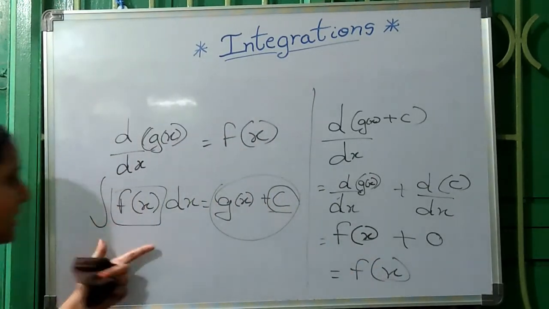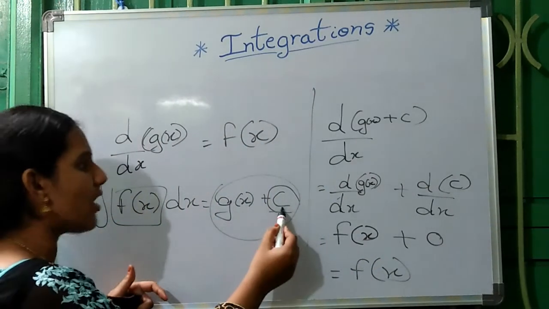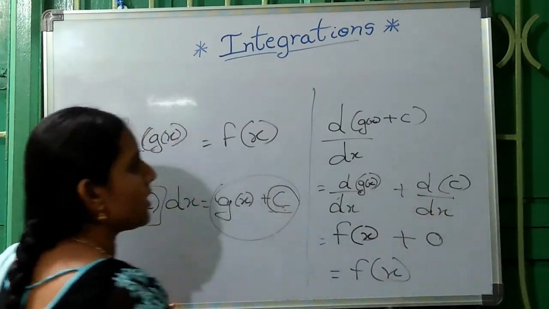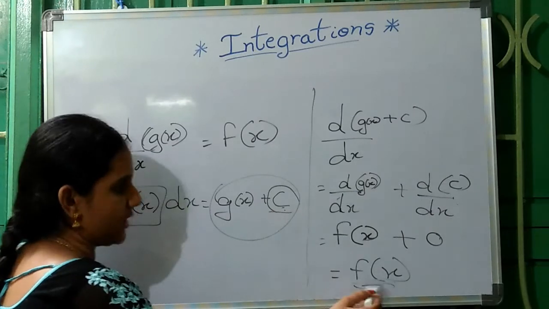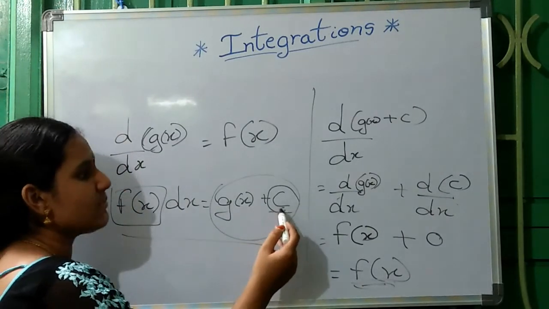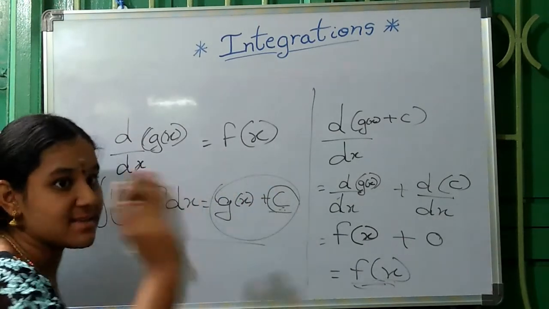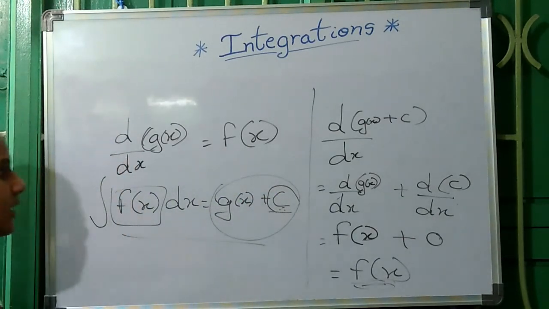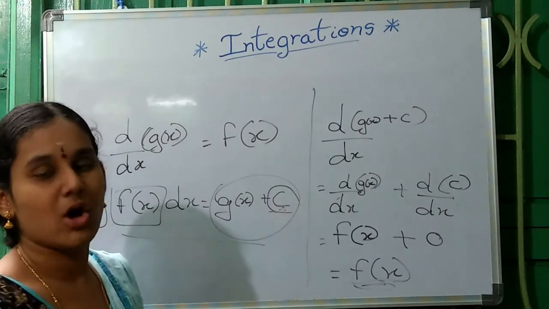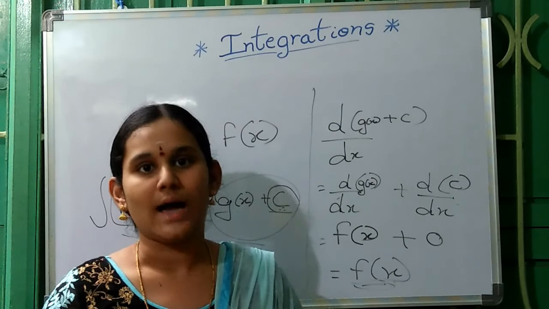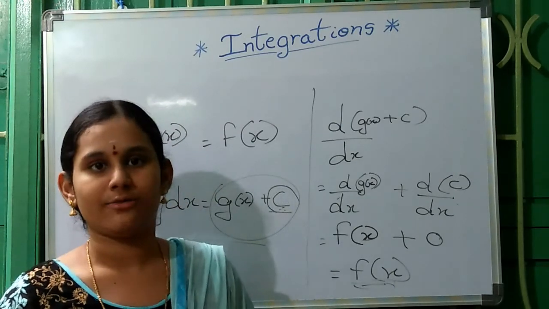In indefinite integration, we don't know if there is a constant or not. Even if we place any constant in this place, it gives f of x only. So we must place some c. In problems also, after getting the answer, we must add plus c, because it is an indefinite integration. Now let us go through a list of formulae for indefinite integration.